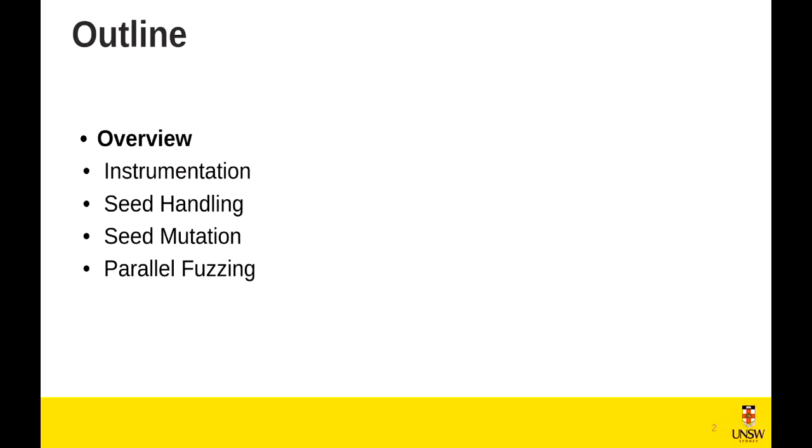So this is today's outline. First we will go through an overview of this AFL project, and then we will learn different key mechanisms of AFL. The first one is instrumentation, the second one is seed handling, the third one is about seed mutation, and the last one is parallel fuzzing.